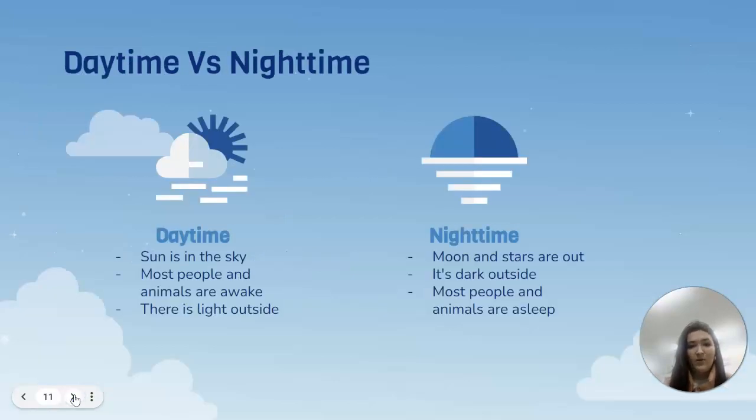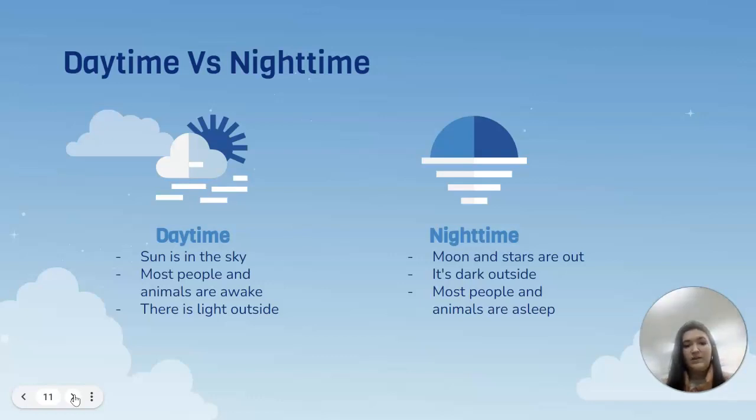All right, so now we're going to do daytime versus nighttime, right? In the daytime, the sun is out. There's people walking around. You can see that a lot of people and animals are awake. Maybe think about the park, right? You're going to see a lot of people in the park during the daytime because it's bright outside. There's a bunch of light outside coming from the sun.